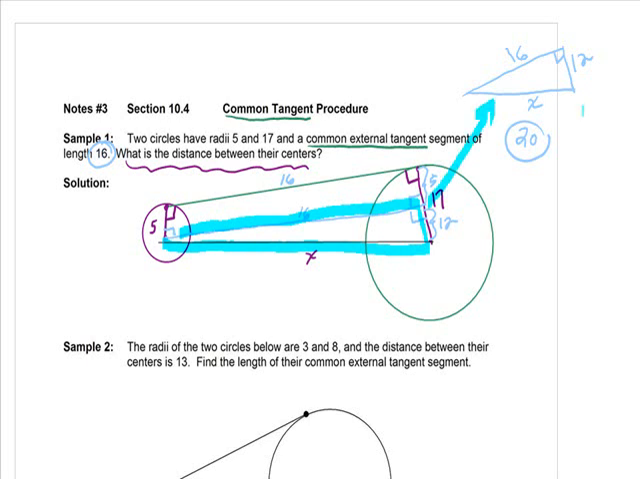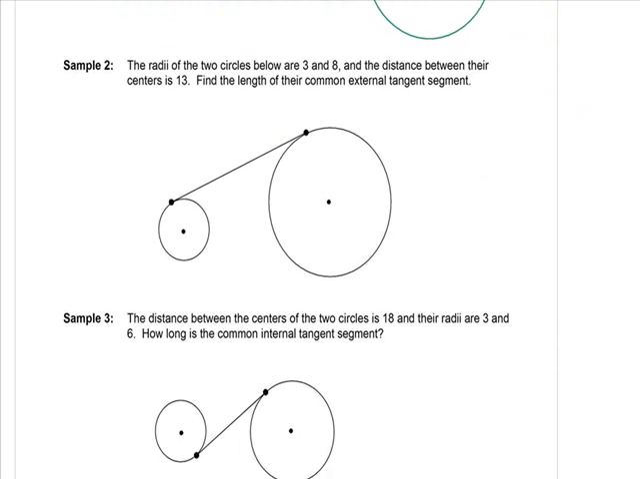Alright? Okay, let's go ahead and go on to number 2. And I'm going to work this kind of slowly because I'm hoping that you can go ahead. The radii of 2 circles are 3 and 8. So go ahead and draw in the radii to the points of tangency.